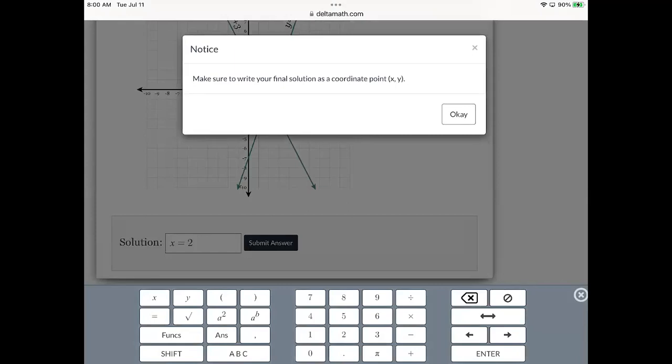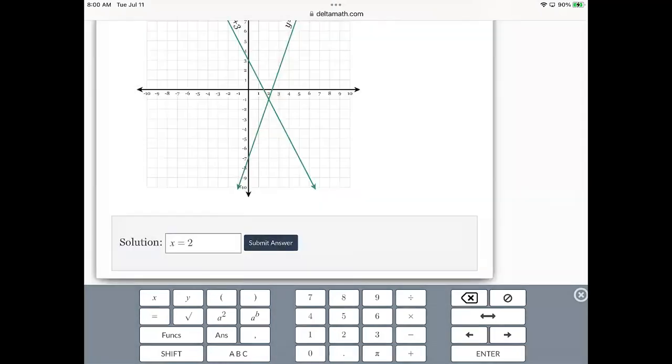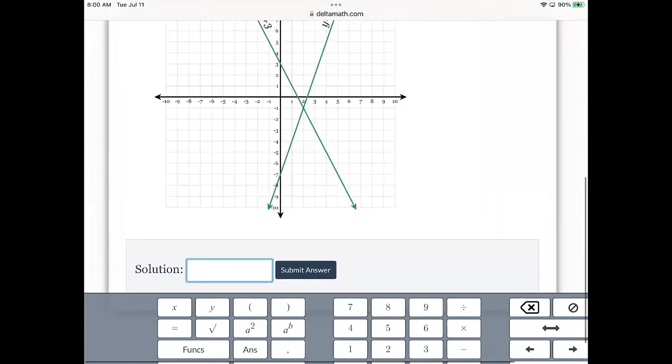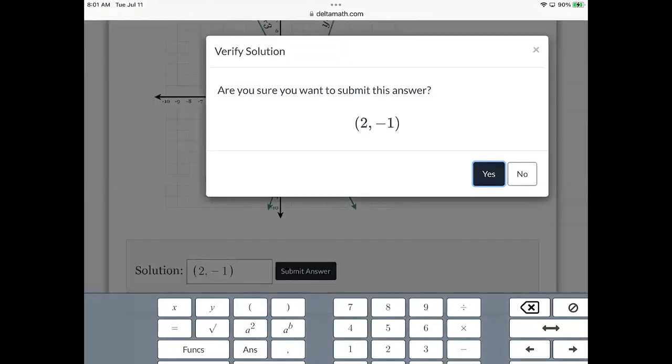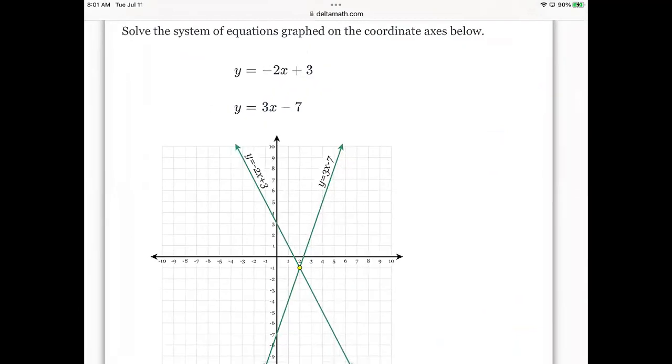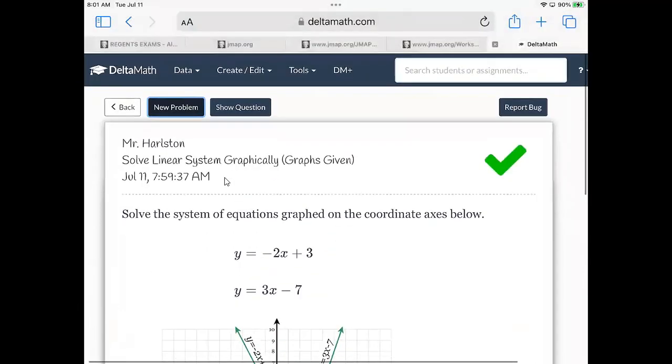Oh, they're telling us that we have to write the coordinates. So let me go back. So the intersection for this one is (2, -1). So we're just going to put 2 and -1, submit it. And that's the answer. So all you're doing is finding where their intersection is. They've actually given you the graphs. If you want to, you can graph both of these and use menu 64, but basically they've already given you the graphs. Let's look at another one.